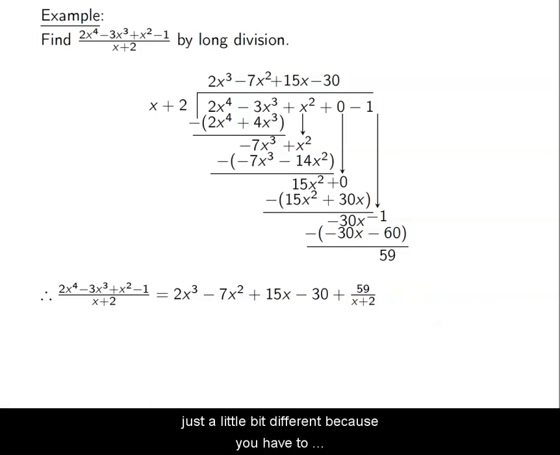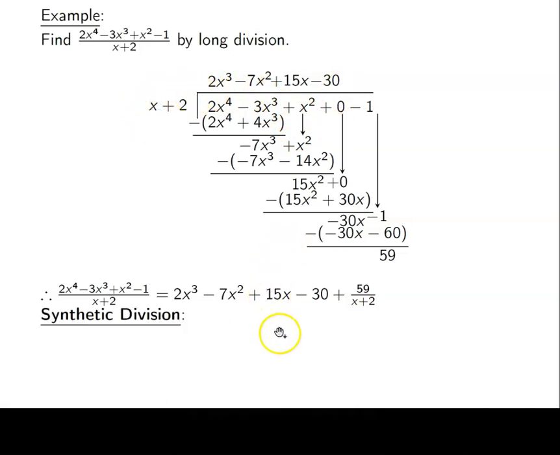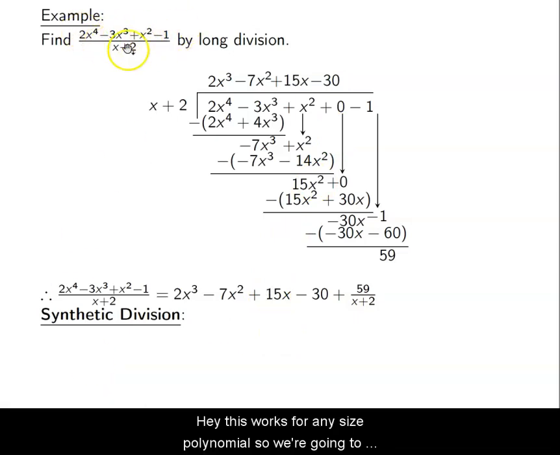It's just a little bit different because you have to incorporate this entire number when you put it here, but when you're trying to find the numbers, how many times does this go into that, you're only looking at the lead value here to try to make things match up, okay? So that works all the time. This works for any size polynomial.